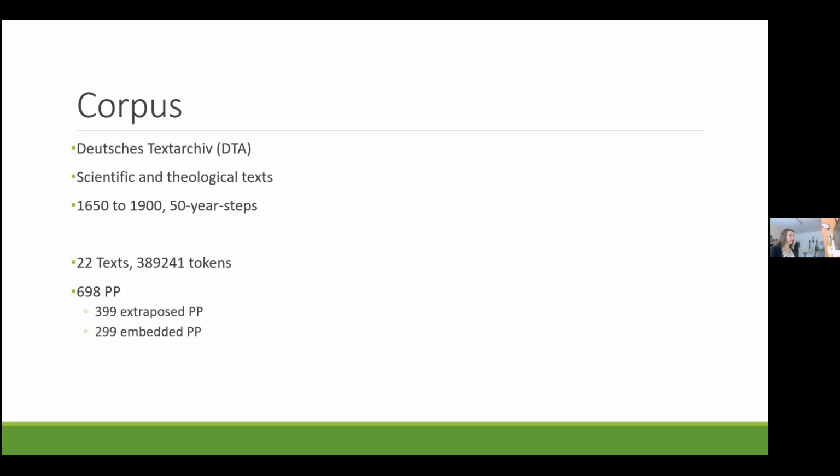Today's talk will show you the results of 22 texts containing more than 300,000 tokens, after having excluded sentences without a phenomenon of extraposition. We found in these 22 texts 698 prepositional phrases, which can further be divided into 399 extraposed PPs and 299 embedded PPs. I'll explain the difference between those in a minute.